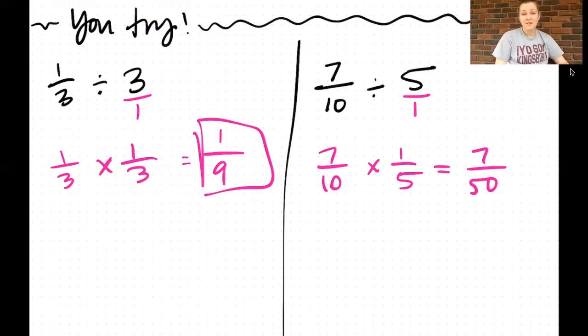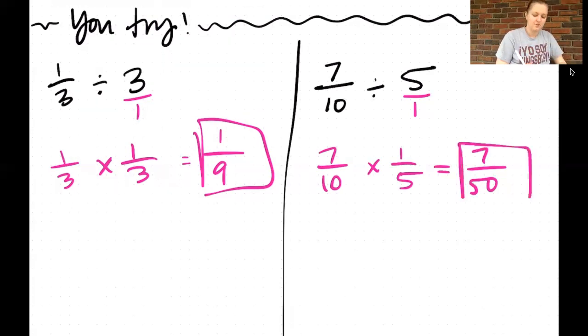Okay, can I simplify this? Well, 7 is prime. So can I divide 50 by 7? No, so we're done. This just stays 7/50. Right, you guys are doing awesome. Keep it up.